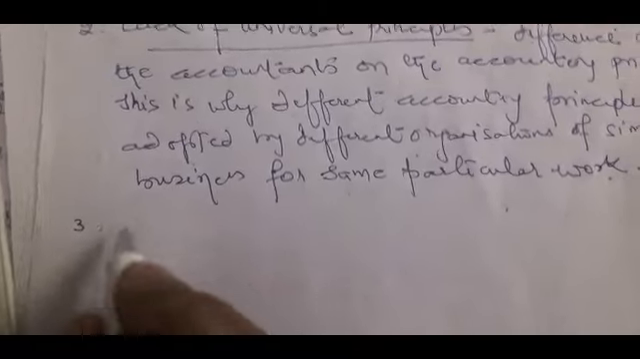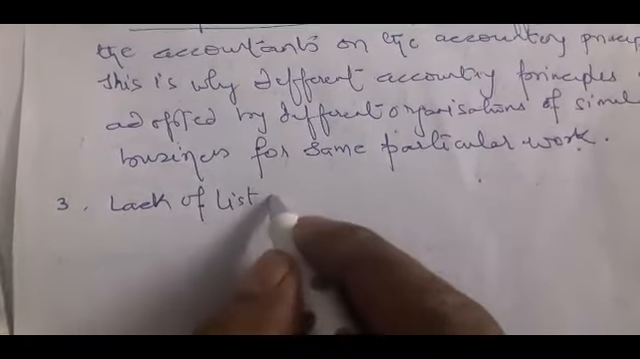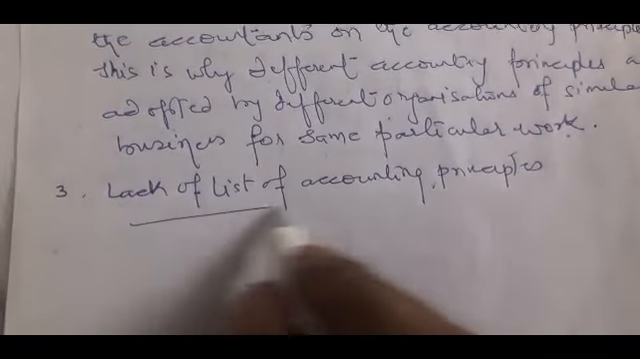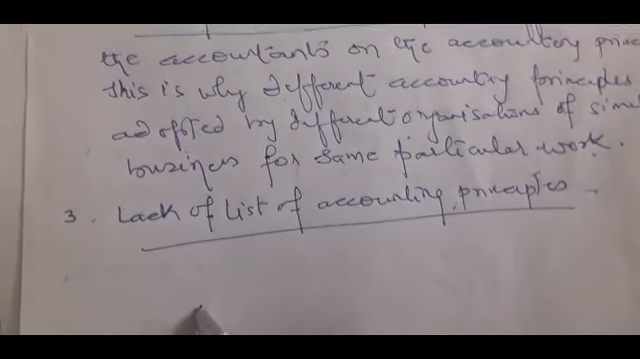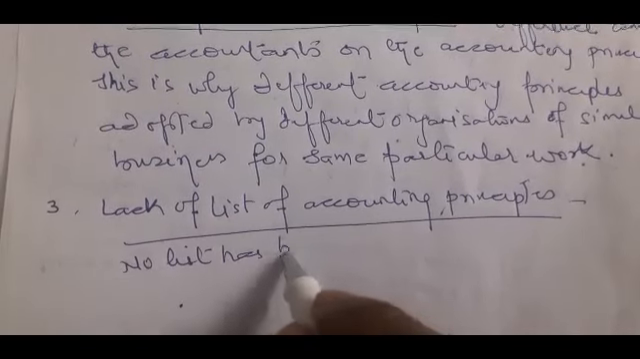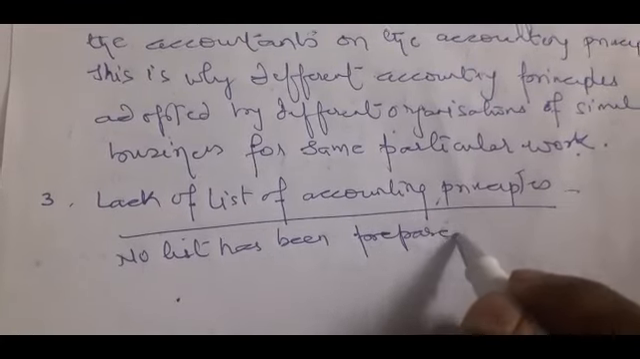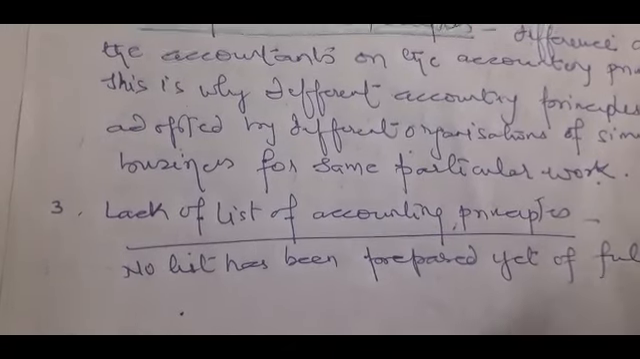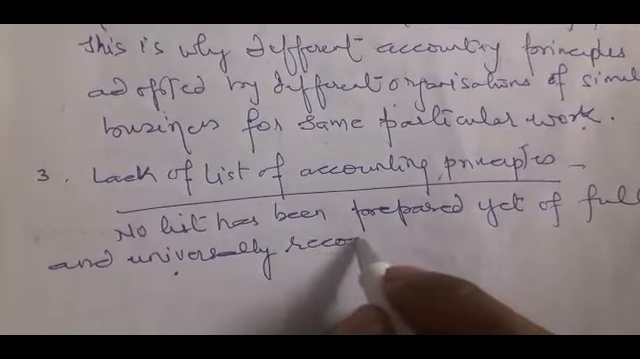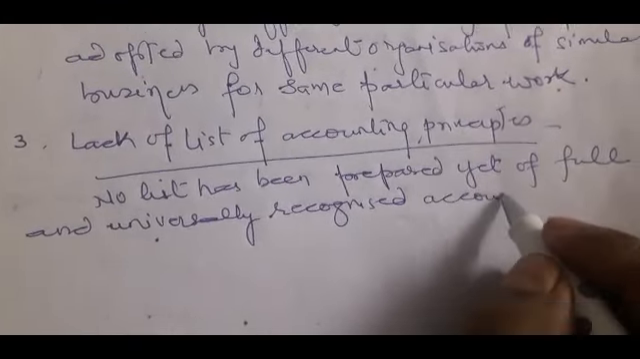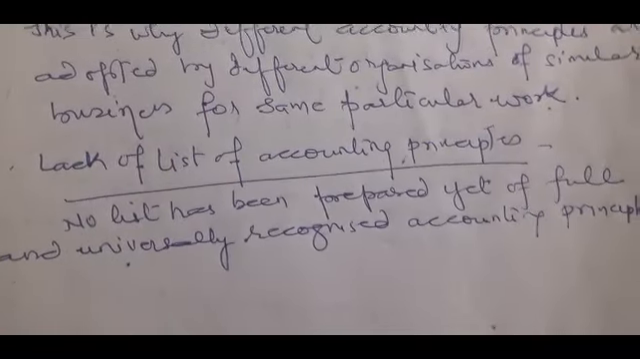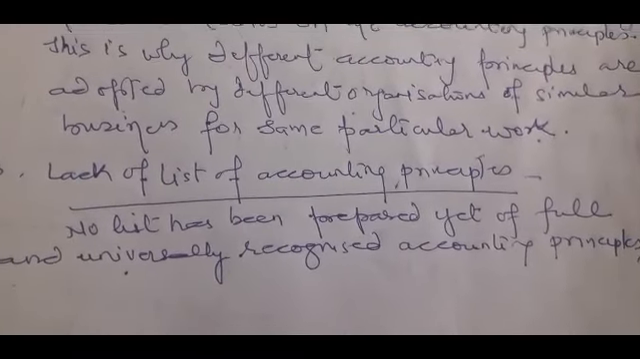Number 3, lack of list of accounting principles. Although there are a number of accounting principles which are followed, yet no list has been prepared yet of full and universally recognized accounting principles. Though there are countries which are making serious efforts in this field.